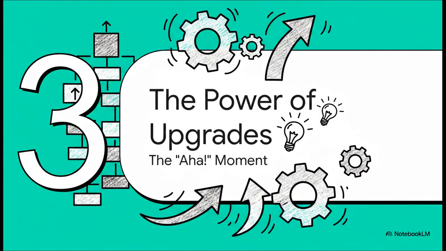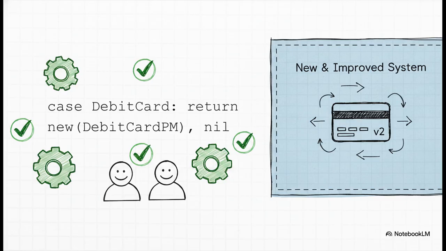Okay, so we've seen all the pieces. We've built our factory. Now for the real payoff. This is that aha moment, where you see just how powerful this design is when it comes to handling change. So imagine this is the line in our factory that creates our debit card processor. It's working fine, it's been in production for months, everything's great. But now the business tells us we're migrating to a brand new, way better third-party debit card system.